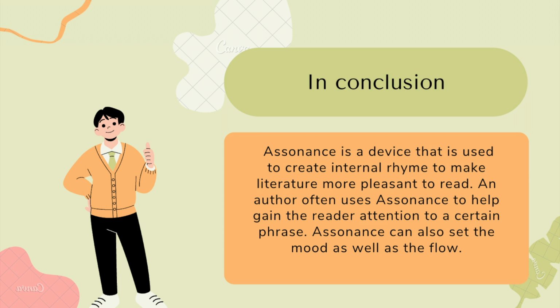In conclusion, assonance is a device used to create internal rhyme, to make literature more pleasant to read. An author often uses assonance to help gain the reader's attention to a certain phrase. It can set the mood as well as the flow.